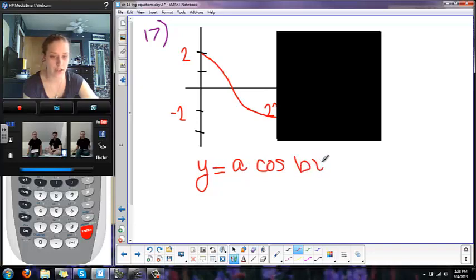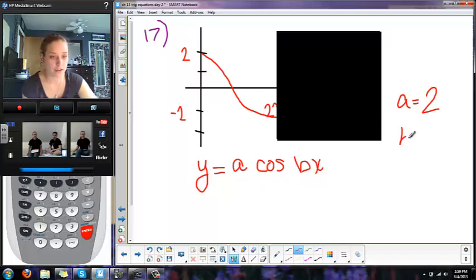So we need to know what A is, we need to know what B is. Now, A represents the amplitude. A represents how high it goes and how low it goes. So the maximum on this is a 2, the minimum on this is a -2. And amplitude is always the absolute value. It's always a positive value, so the amplitude is 2.